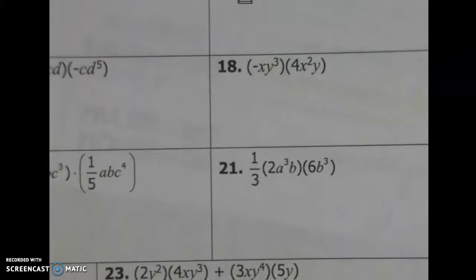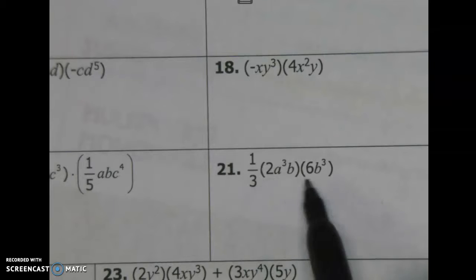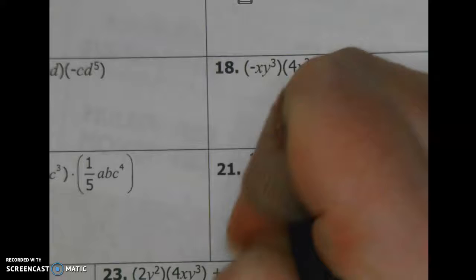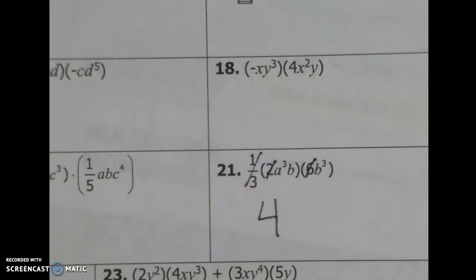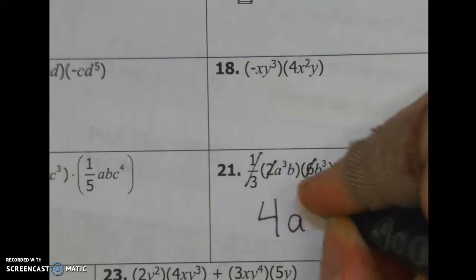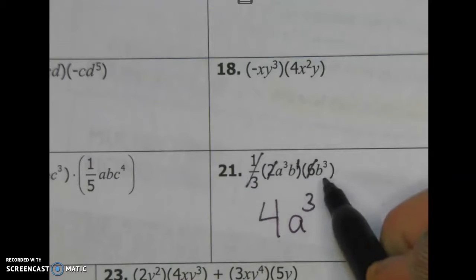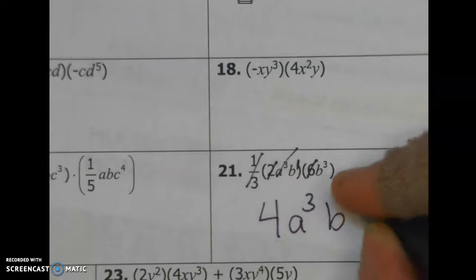Look at 21. I like 21. 1/3 times 2 times 6. Well, 6 times 2 is 12. Divided by 3 is 4. Write down 4. Okay, so I've taken care of my real numbers. Now on to my variables. A to the 3rd. There's no A's here, so that's easy. B to the 1st and B to the 3rd. So that's B to the 4th.